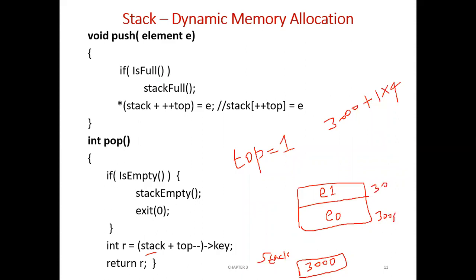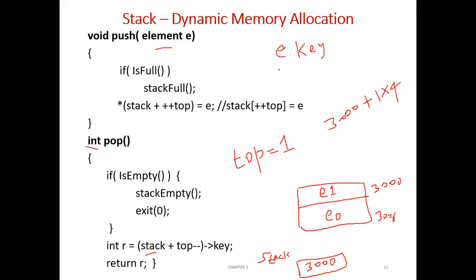But E1 is an element, something of type element, and we want the value. This is returning an integer value, so we want the key value. Normally when you use a structure variable, we access that value as e dot key. That is when we use a structure variable.